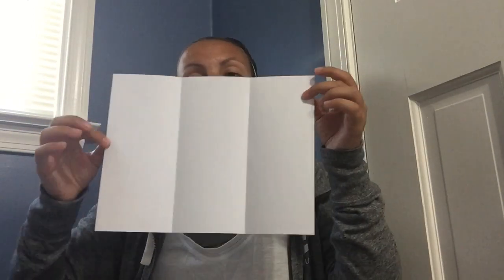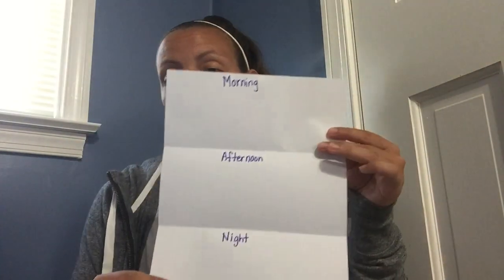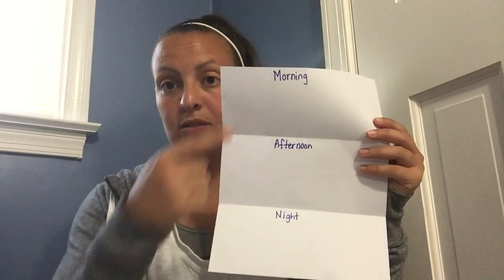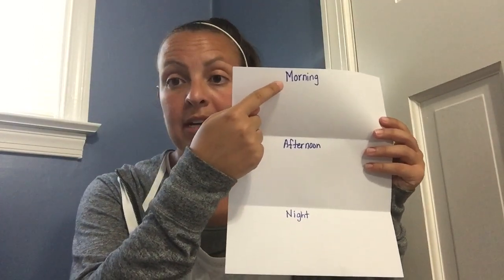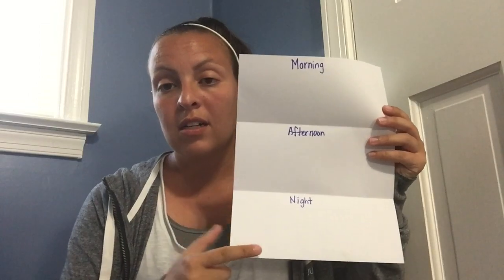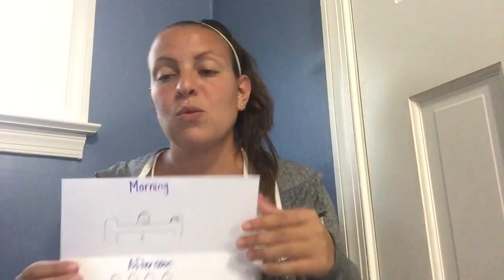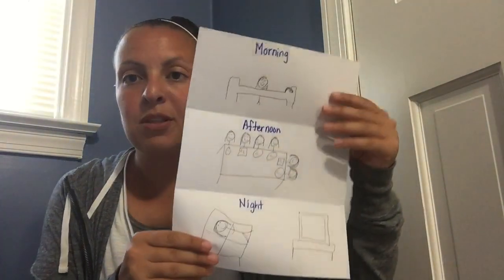And I'm going to show you what my pictures look like. So before I drew my pictures, I labeled my boxes. So in here I'm going to draw my morning picture. In here I'm going to draw my afternoon picture. And right here I'm going to draw my night picture. Okay, so here are my pictures I showed you before. I just added them to the paper.